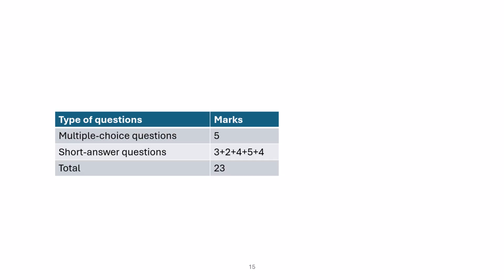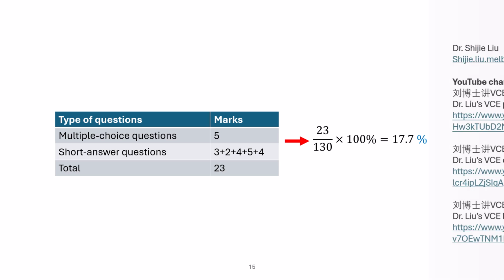In light as a particle, 5 multiple-choice questions are worth 5 marks, and 5 short-answer questions are worth 18 marks. The overall score for this section is 23 marks. With a total possible score of 130 points, the percentage for this section is 17.7% of the total score.